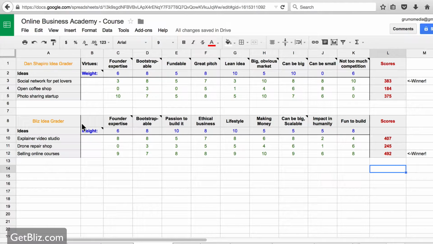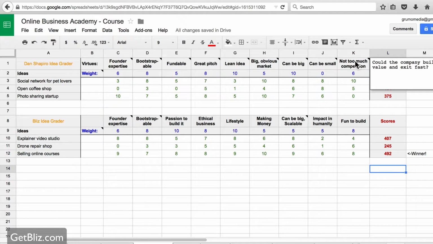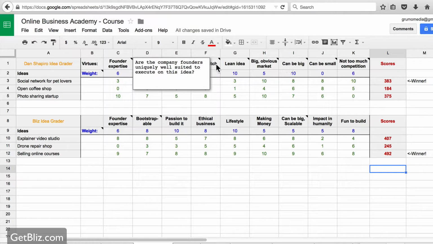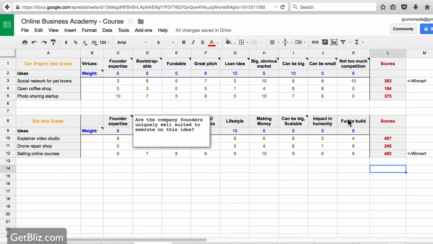Here it is. All of the ideas are listed on the left column here, and then we have the different virtues or criteria that these ideas should meet. These are from Dan Shapiro. When he was picking ideas, he chose these nine different criteria. Now, for me, the criteria that are important are these ones.